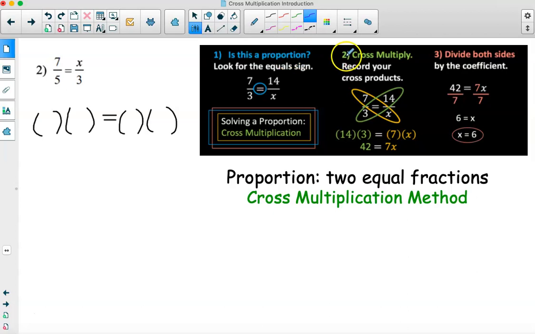So that brings us to step two, cross multiply. We record our cross products. Remember, a product is the result of a multiplication problem. So 42 is the product of 14 times 3.